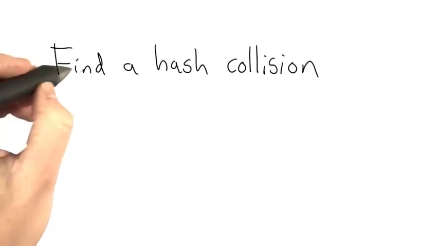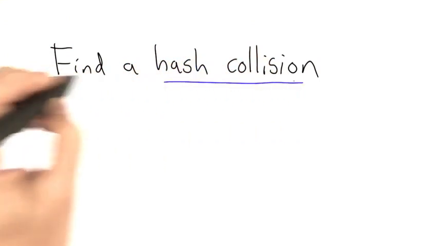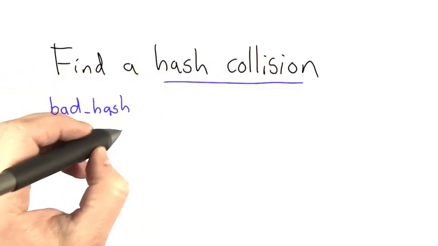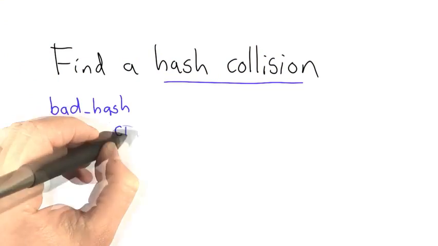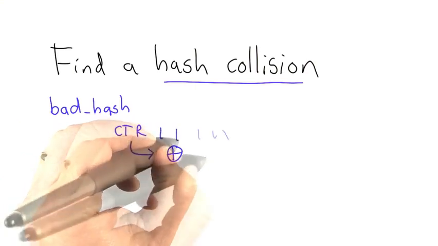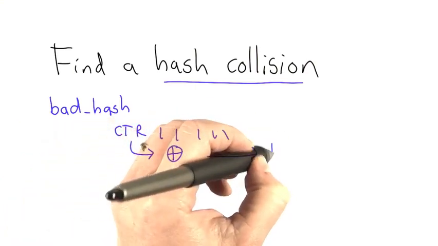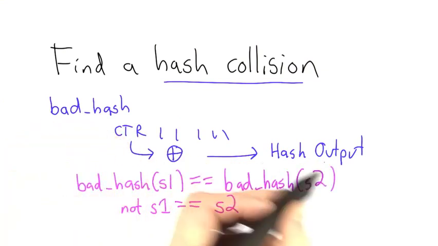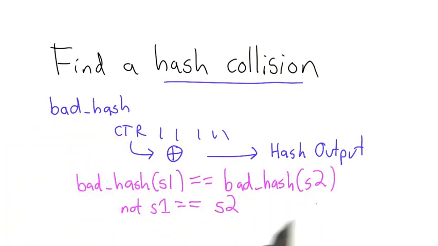For this question, your goal is to find a hash collision. We've defined a bad hash function, which is using counter mode to encrypt and then XORing all the blocks of ciphertext that come out and using that as the hash output. And we've provided the code for a hash function. Your goal is to find 2 strings where the hash outputs are the same, but the actual strings are different.